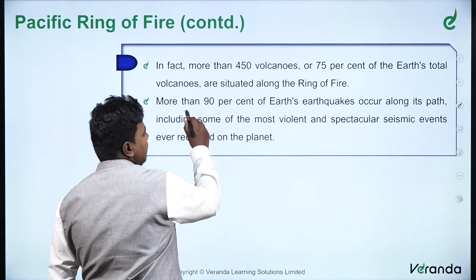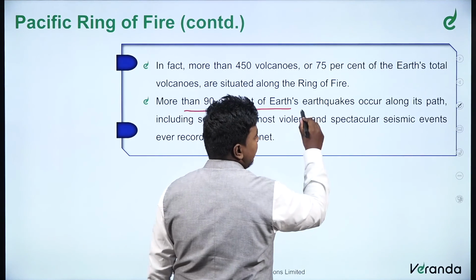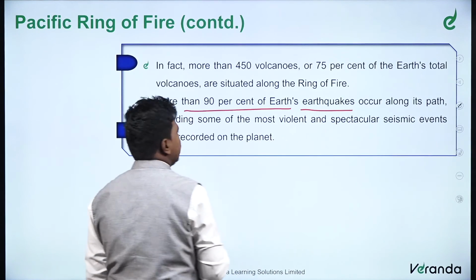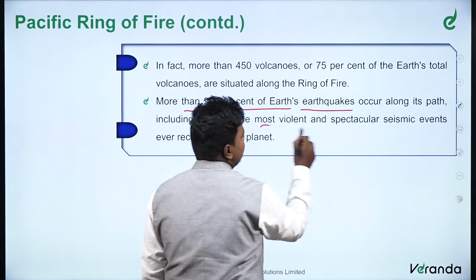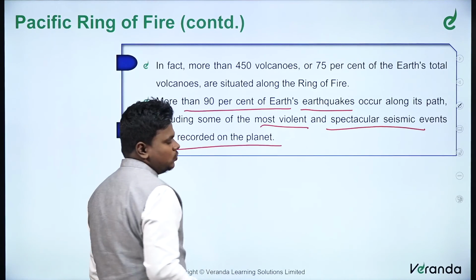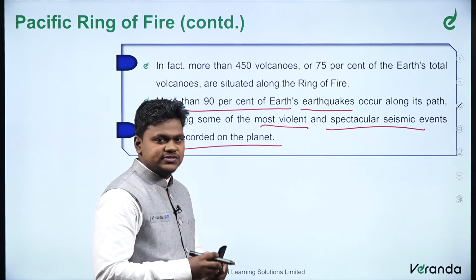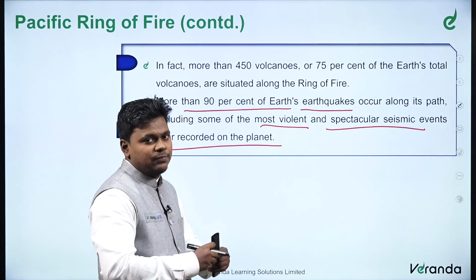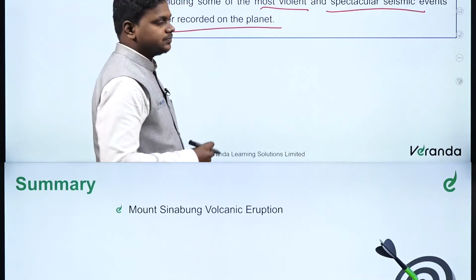Further, more than 90% of the earth's earthquakes occur along its path, including some of the most violent and spectacular seismic events ever recorded on the planet. So as we discussed, the most seismic activity happens in this Ring of Fire region.